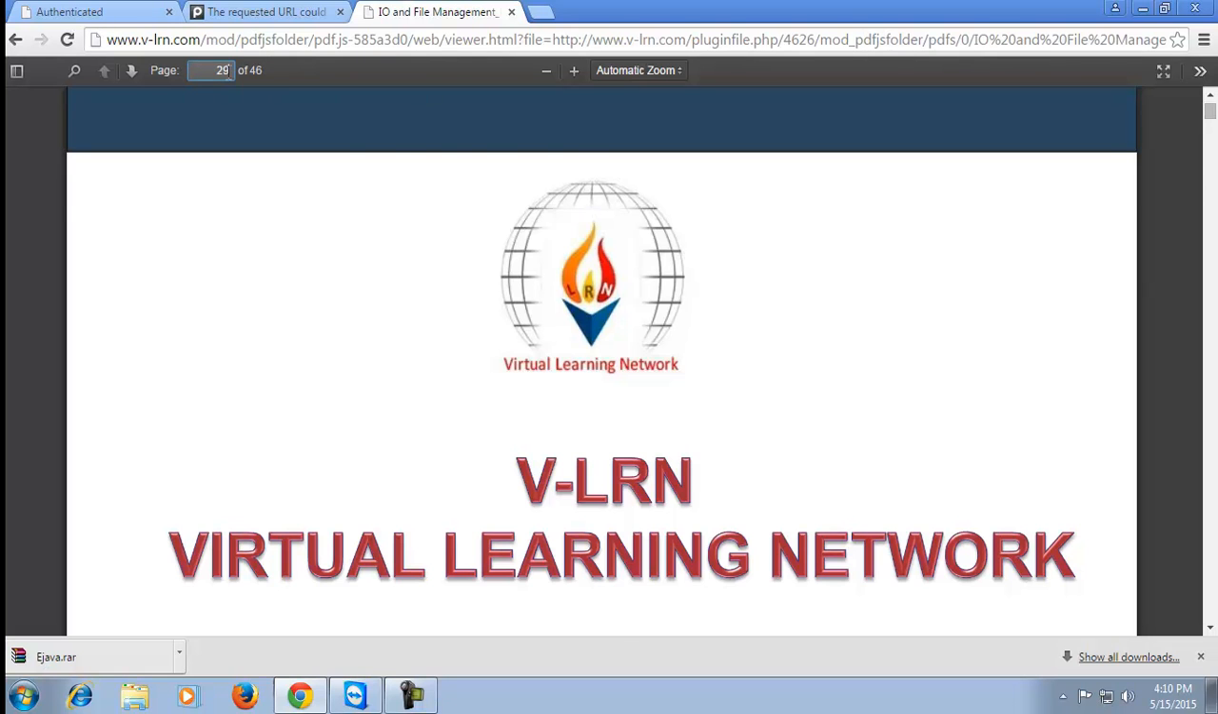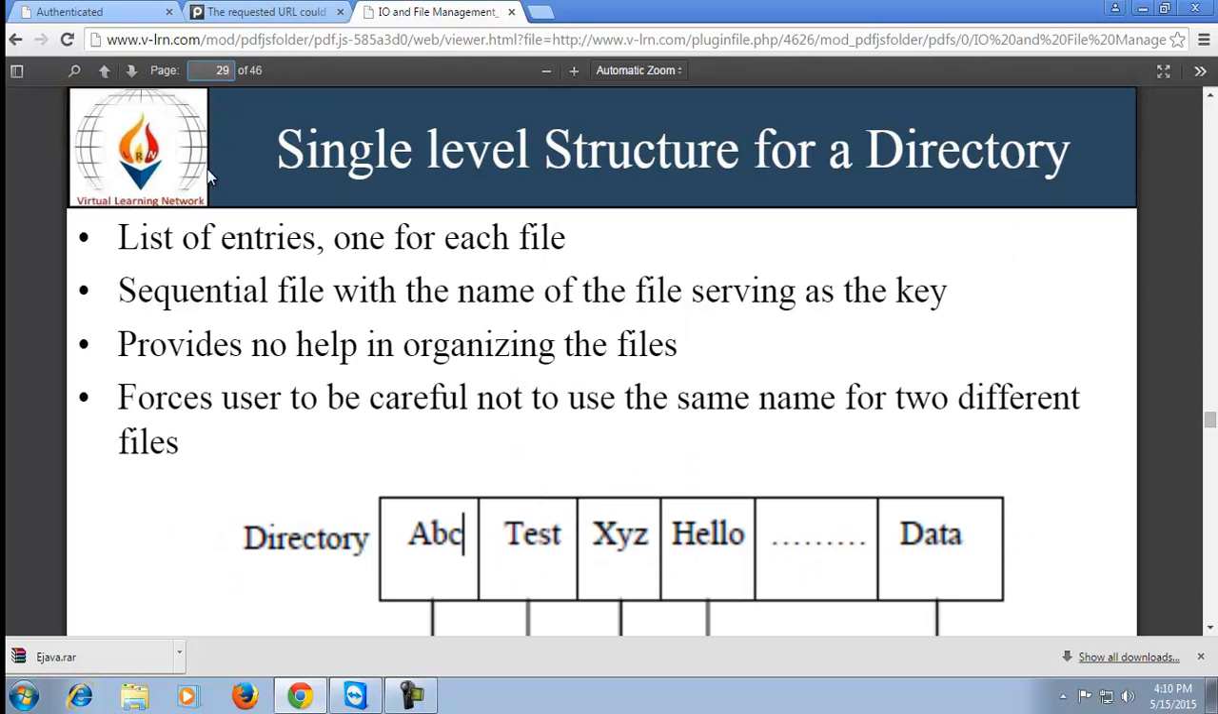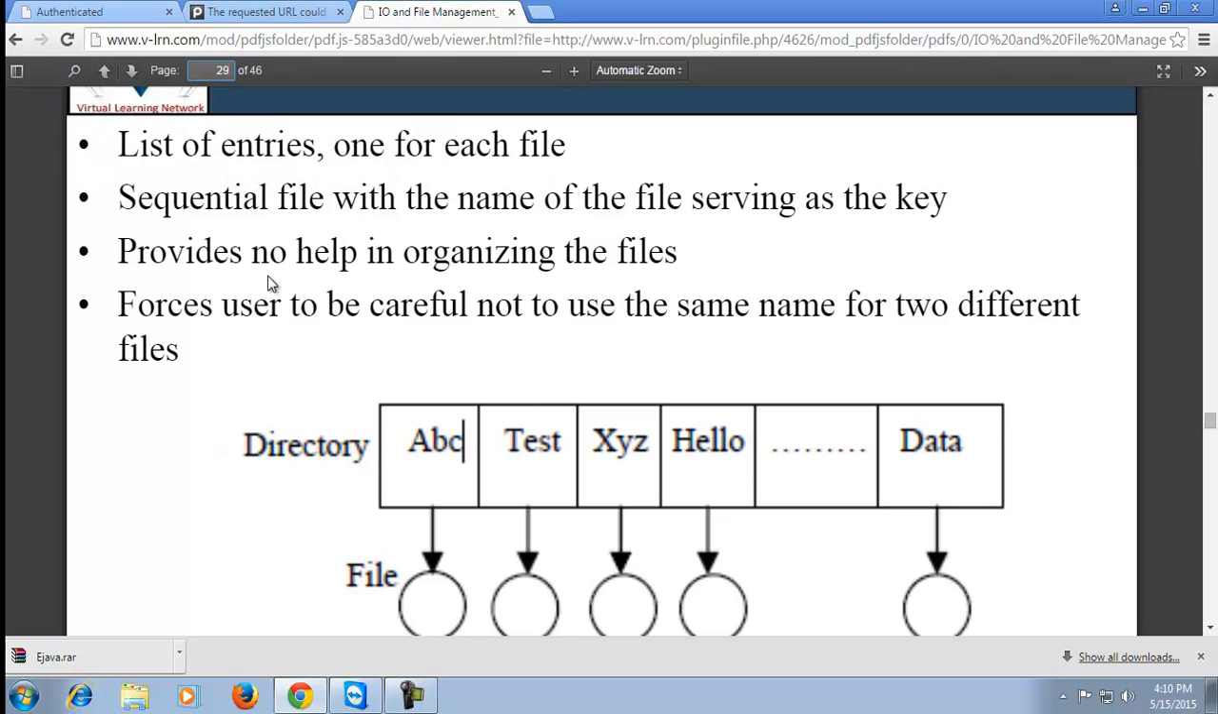Today we have to start from the directory level structures. Now we will start with the single level directory structure. In this we have the list of entries, one for each file. In this we have the sequential file with the name of the file serving as the key, which helps in organizing the files in a single level.